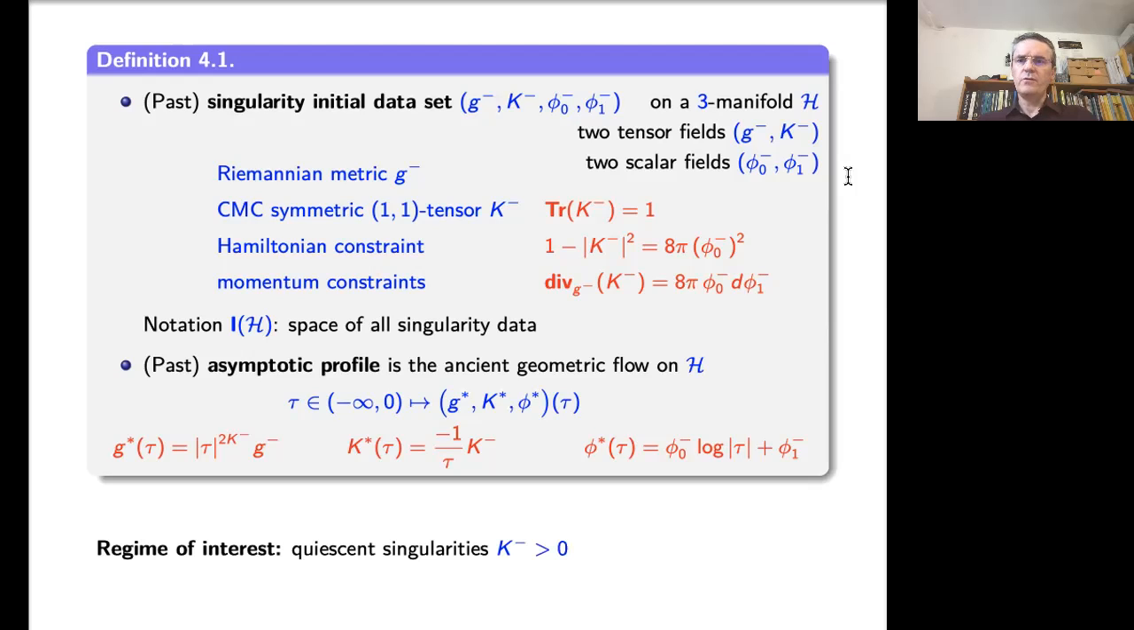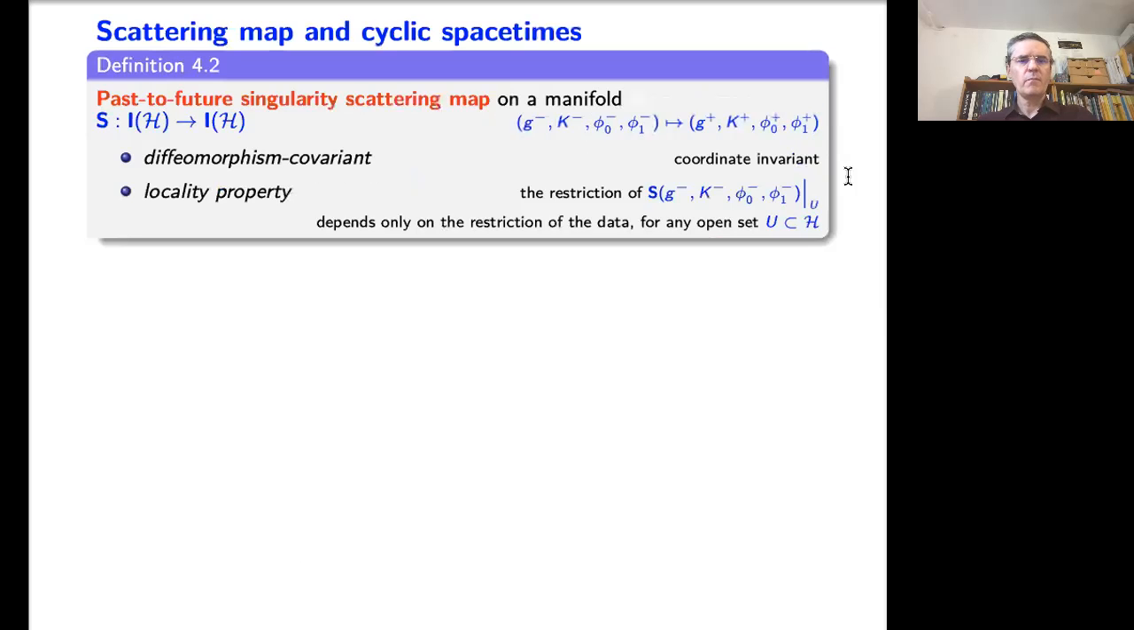We are interested in the regime, the monotone or quiescent regime, where k minus is positive. A scattering map, or more precisely, a past to future singularity scattering map, is a map that takes an element in I of H and maps it to an element of the same set. It has to be diffeomorphism covariant. So in some sense, you don't want your construction to depend on coordinates.